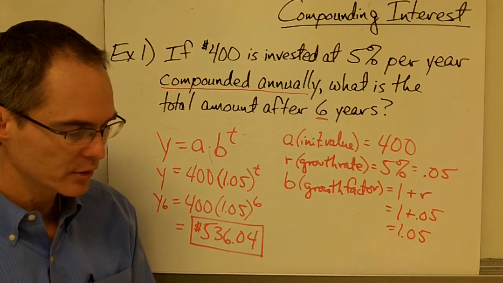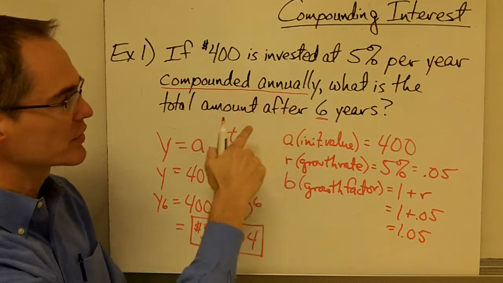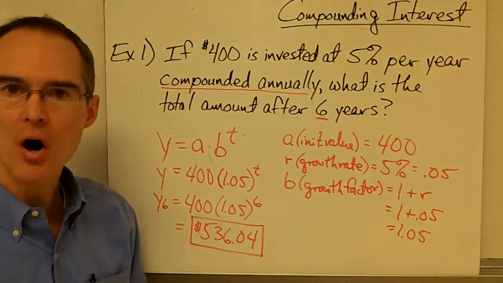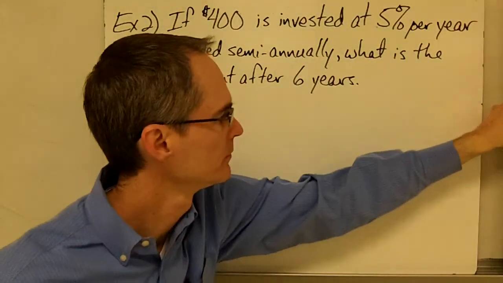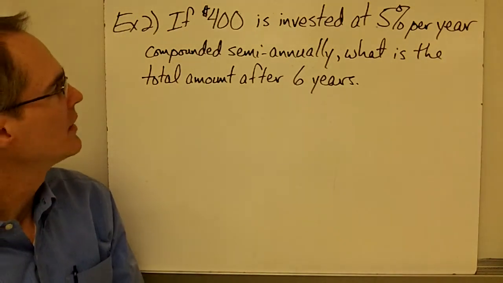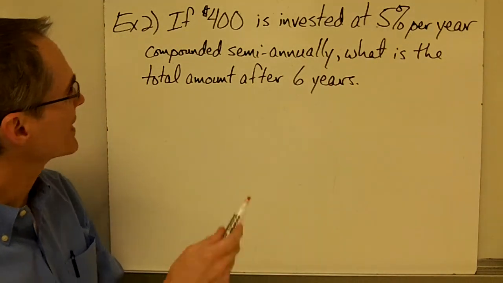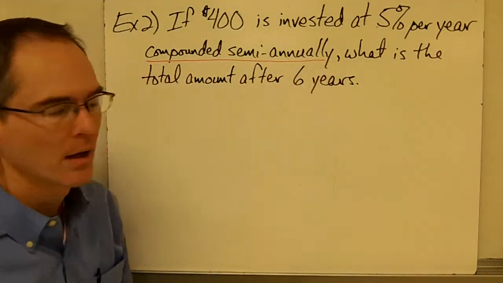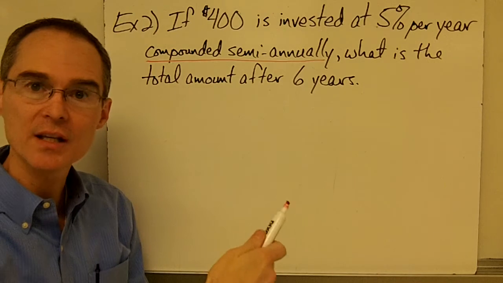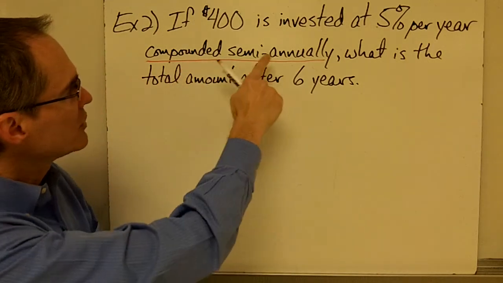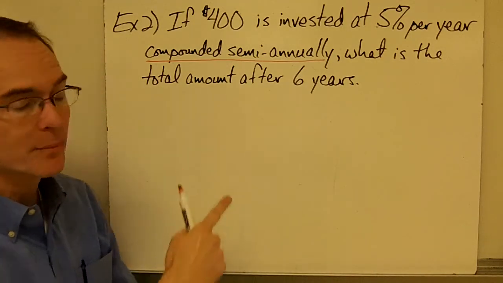Now the next example, we're going to look at what would be the amount in our bank account if we didn't calculate our interest once a year, but if we calculated it more often than once a year, and that's called compounding interest. So let's take a look at that example. So example number 2, the same $400 is invested at 5% per year. Again, that's the same interest rate that we had before, except this time it's going to be compounded semi-annually. In other words, instead of calculating interest and then adding that to the account once a year, we're going to be doing it twice a year. All right, so once in the middle of the year, once at the end of the year. So now, again, we want to know the total amount after 6 years.